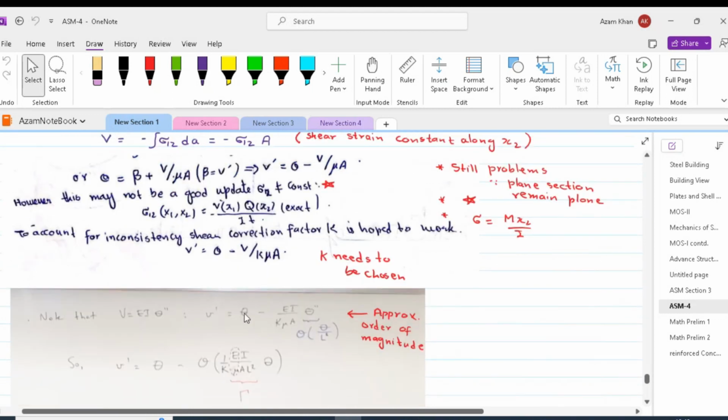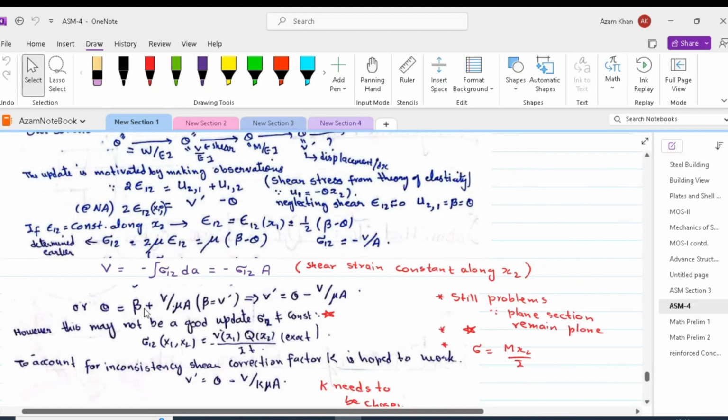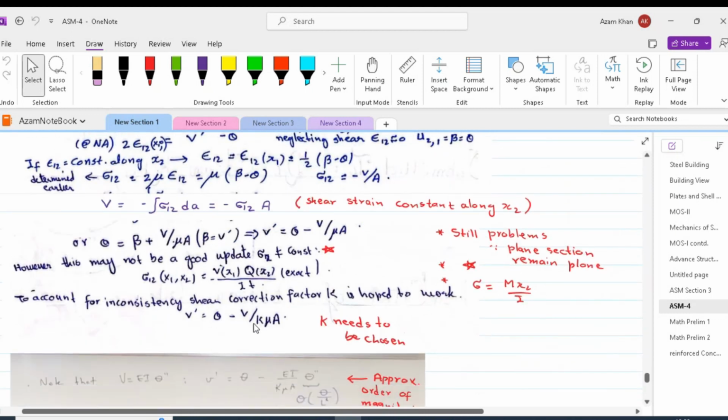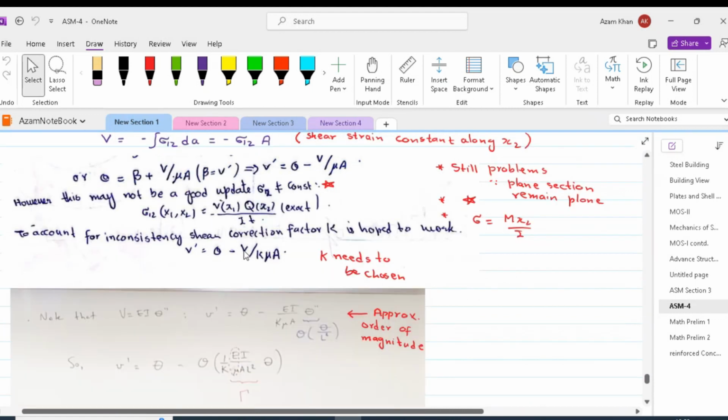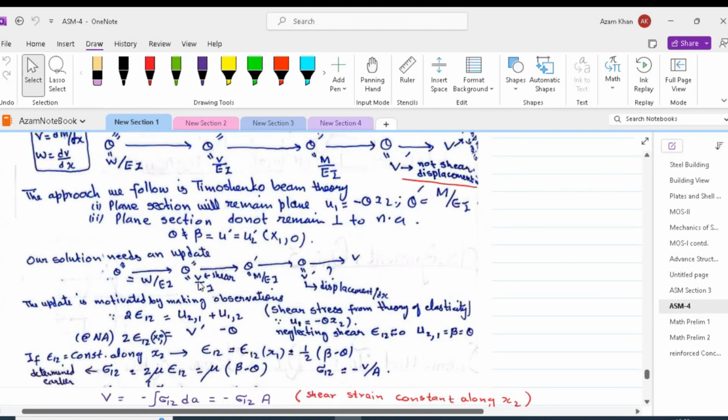So instead of developing a strategy which will consider sigma 1, 2 varying along the cross section, we introduce a correction factor k in our equation so that k removes the inconsistency in the shear. Now, as we know, capital V, which is shear, is equal to EI theta double prime.